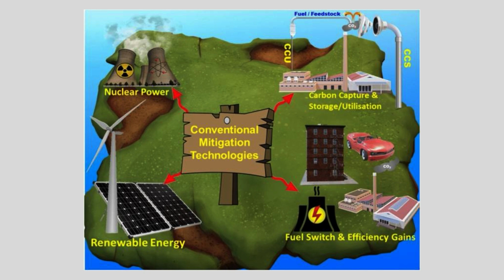Here you can see the overall commercial or conventional mitigation techniques that can be used. The first one you can see is renewable energy. The second one is fuel switching and using efficient technologies. Next is sustainable building and overall mitigation, where you can switch to sustainable options.